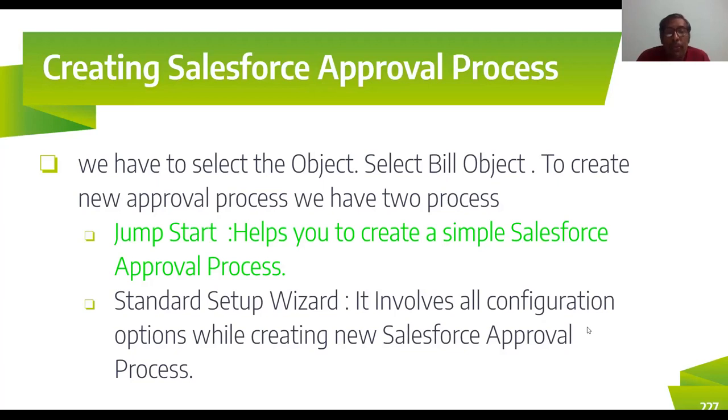To create a new approval process, we have two options. One is jumpstart, which helps you to create a simple Salesforce approval process. The second is the standard setup wizard, which involves all configuration options while creating a new Salesforce approval process. In this session, I already told you that we're going to go with the first one. It's going to be a simple process, that is called jumpstart wizard.